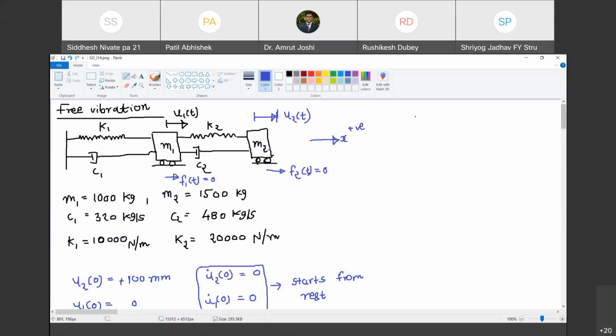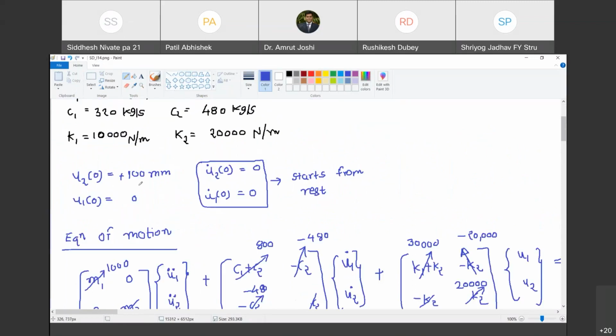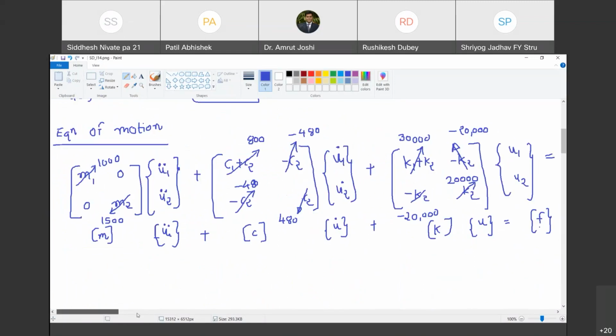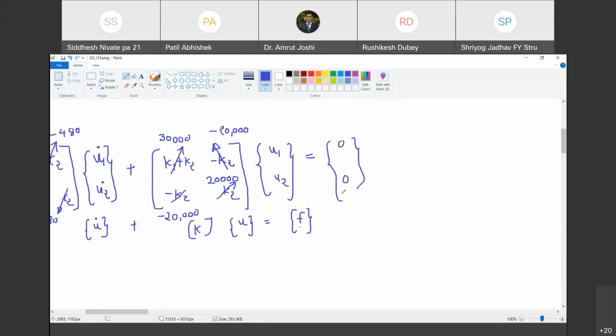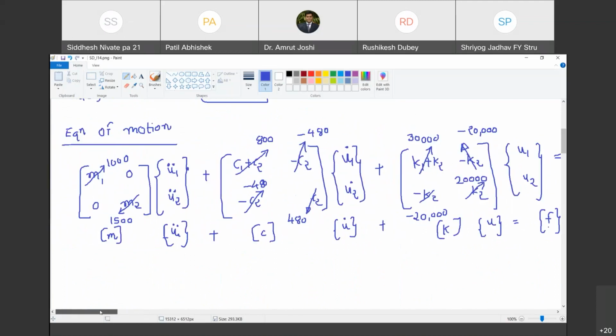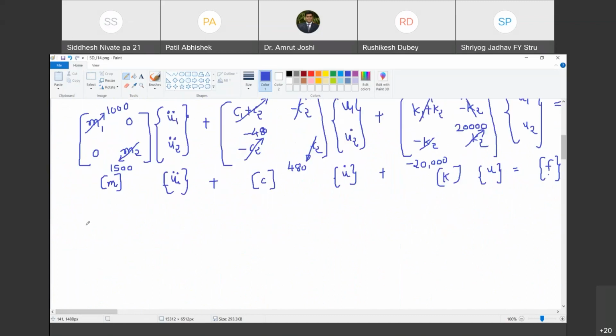And forcing function, as we said, we are dealing with the free vibration where we have only disturbed the second degree of freedom towards right by 100 mm. That is our initial condition. U1 of 0 is 0, U2 dot of 0 is 0, U1 dot of 0 is 0. So system starts from rest. Therefore, this forcing function comes to be 0, 0. Happy? Yes, sir.